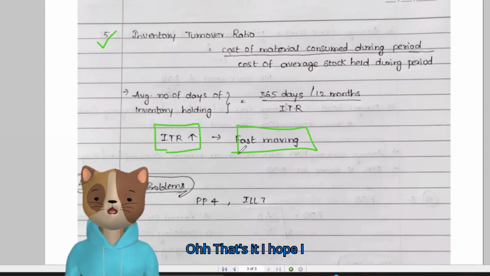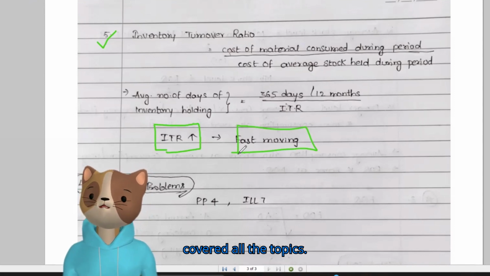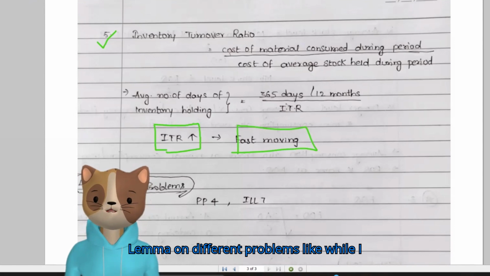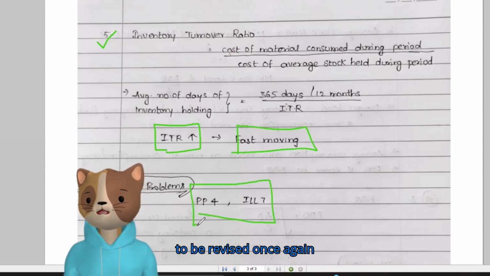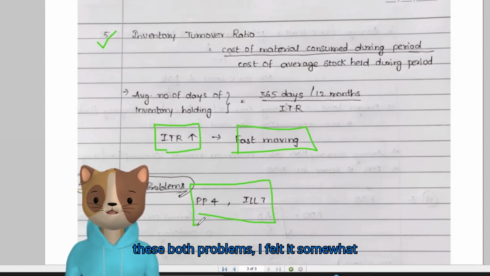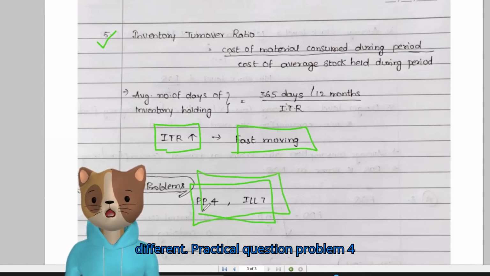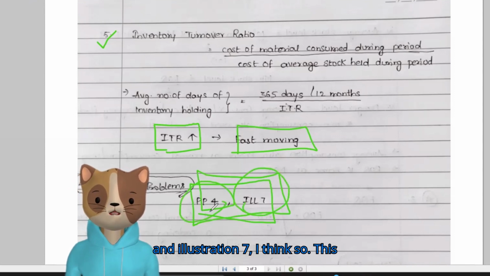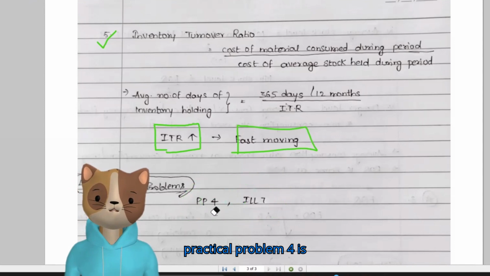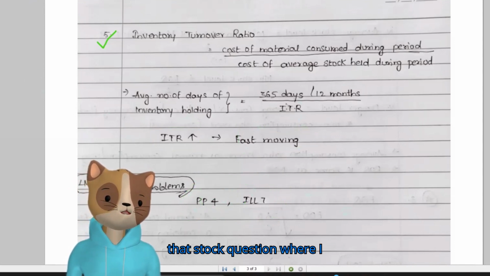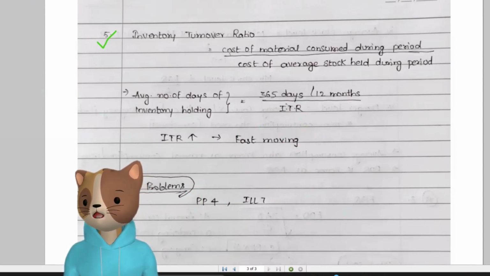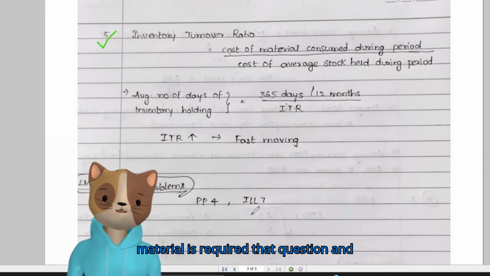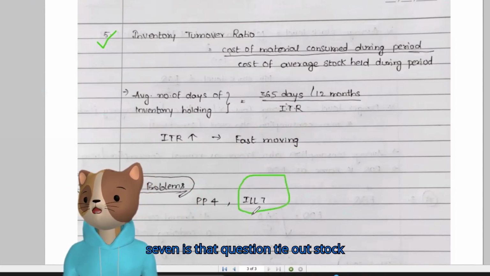That's it. I hope I covered all the topics, lemmas and different problems. While I was doing this, I felt that these need to be revised once again, or checked just at the last minute before going to the exam. These two problems I felt were somewhat different: Practical question problem 4 and illustration 7. Practical problem 4 is the stock question where for consumption they give per unit, and we need to find how many units of material are required. And 7 is the stock out questions.